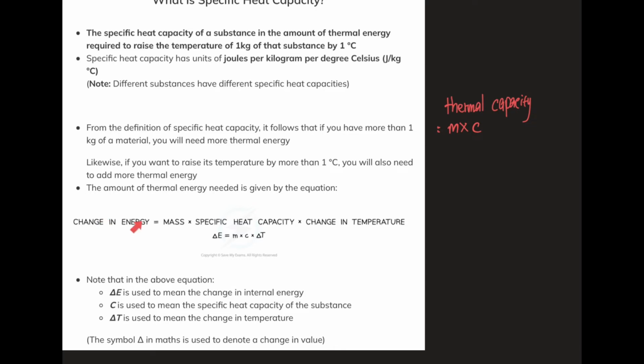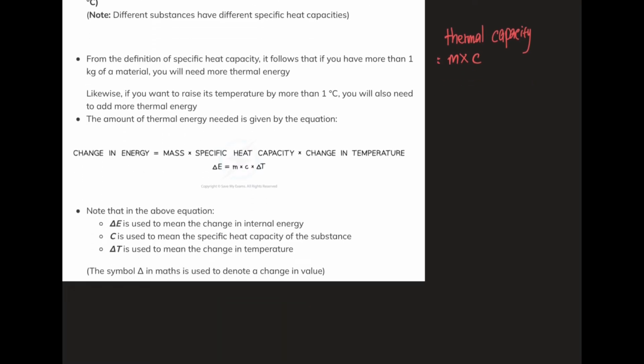Change in energy, delta E, equals mass, the M, times specific heat capacity, the C, times change in temperature, the delta T. So delta E equals MC delta T. This is the formula for calculations that involve different mass and different temperature change. We can use this formula, and we need to know the specific heat capacity of the substance. Now let's see more information on this formula.